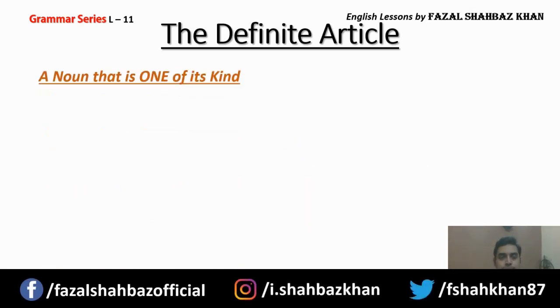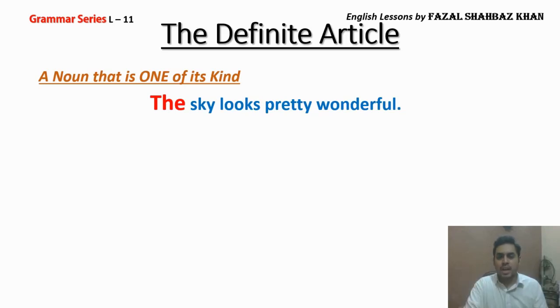Let's take another example. A noun that is one of its kind, we use the definite article right before it. How? For example, the sky looks pretty wonderful. Now, where we find the noun that is sky, that is one of its kind. We don't have to mention to anybody that there is another sky, that's black sky, that's red sky. No, there is one kind of sky. So this is why we use the definite article right before those known or one of its kind type of noun.